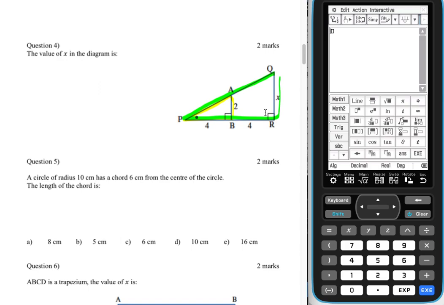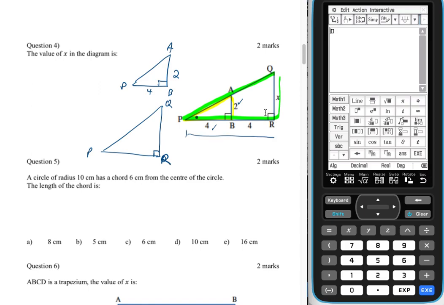So you might have this, you don't have to do this, PBA, like that. And then you've got the other bigger triangle. Obviously, I'm no artist here. PRQ. And then we just add our dimensions. So we've got a 2 there for AB. And for PB, we've got a 4. And now for P to R, we can see it's going to be 4 plus 4, which is 8. And QR will be x. And we know that these angles are the same.